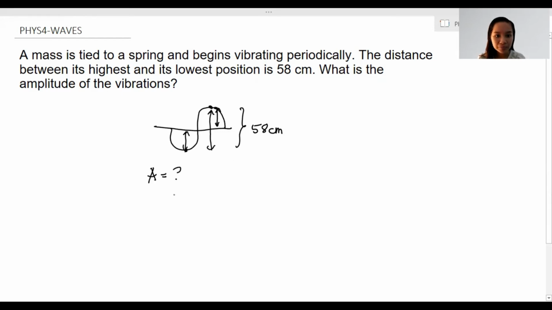So we can say that our amplitude is just half of the given, which is the 58 centimeters. So we'll divide it by 2. This will give you 29 centimeters. So in this problem, our amplitude for the vibration is 29 centimeters. So this is the answer.